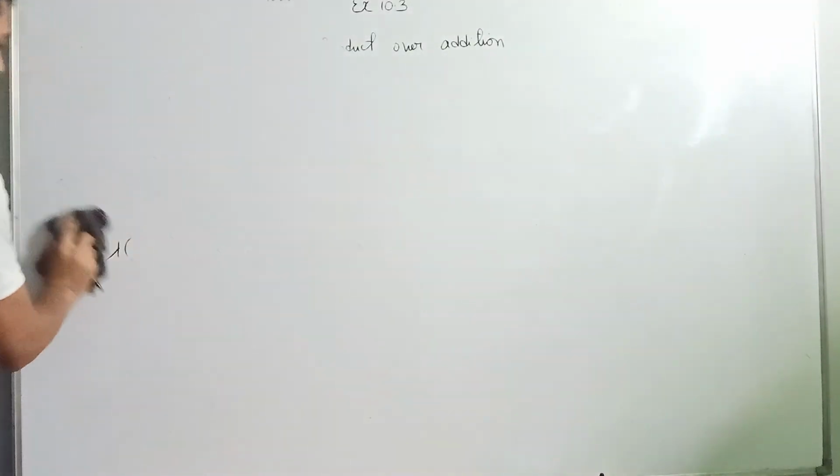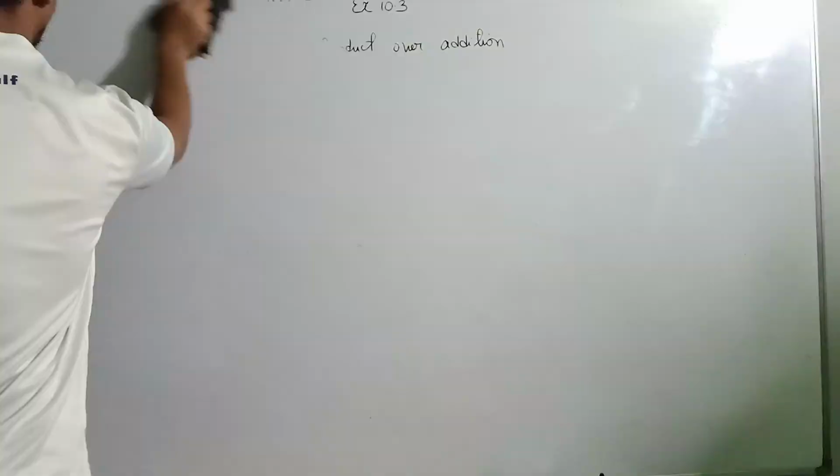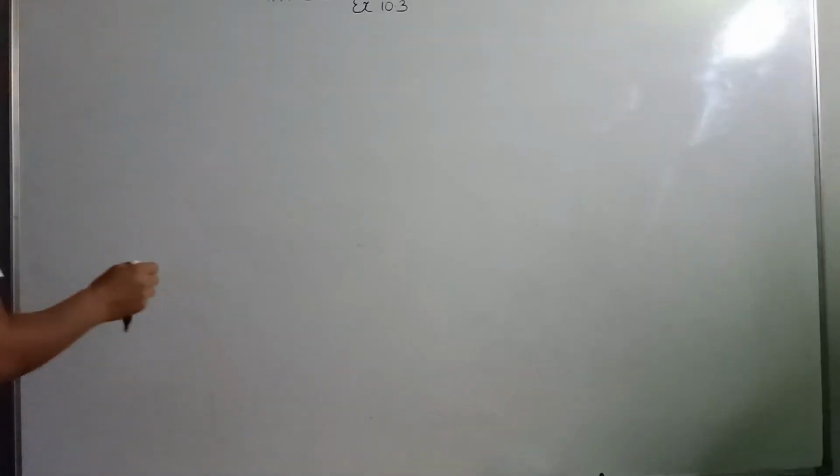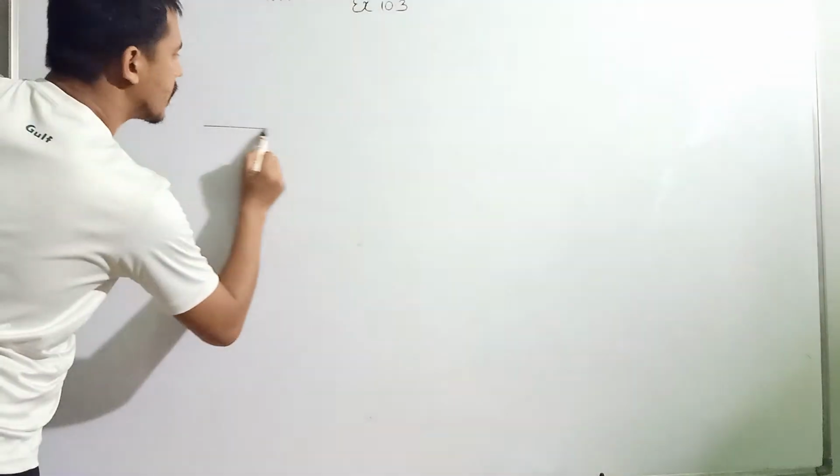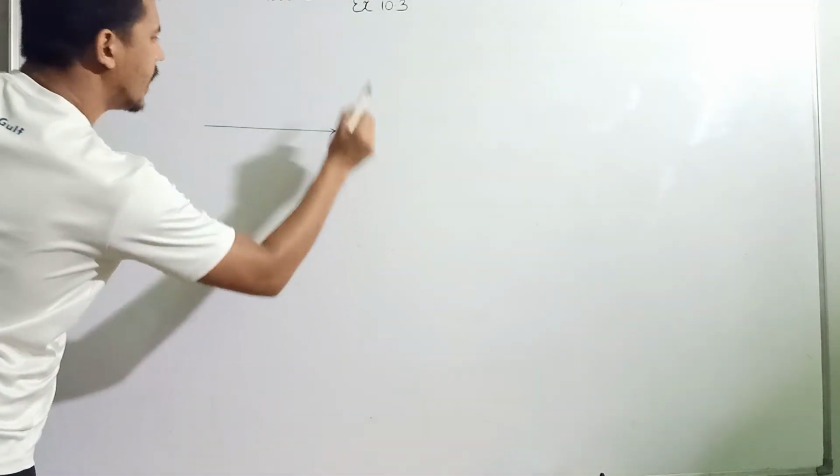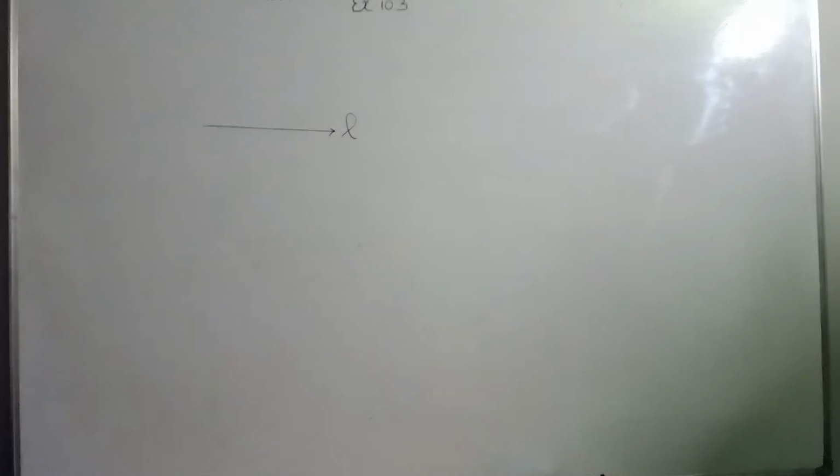The next one is the projection of a vector on a line. Suppose L is any directed line. L is just any line, any directed line.